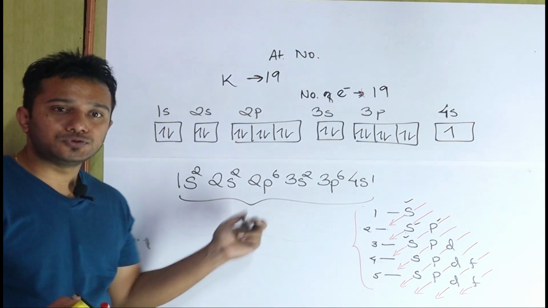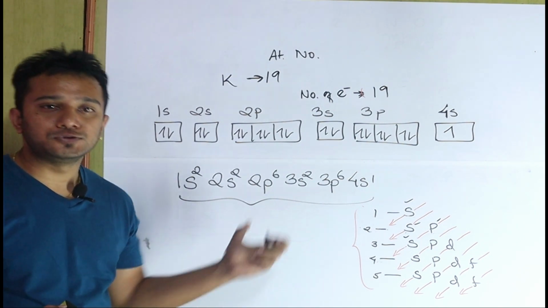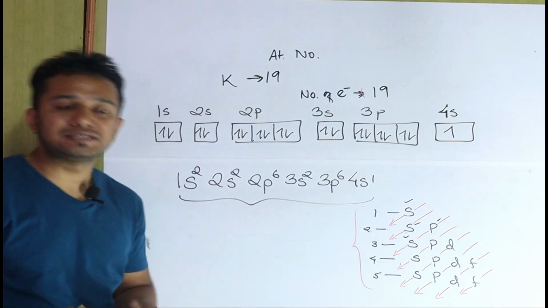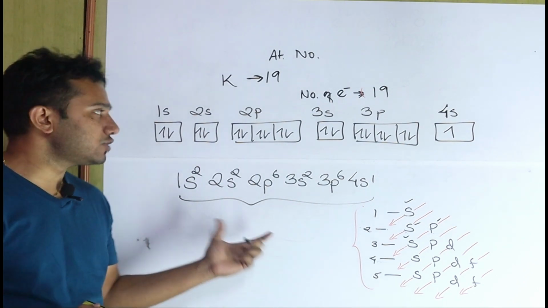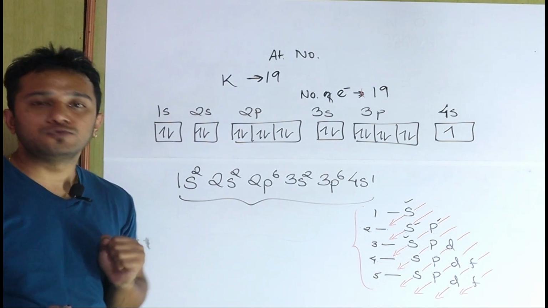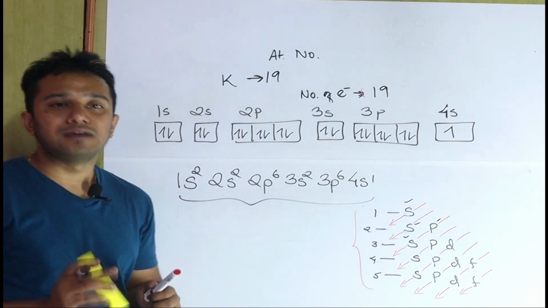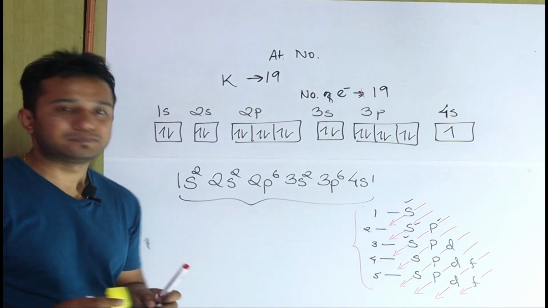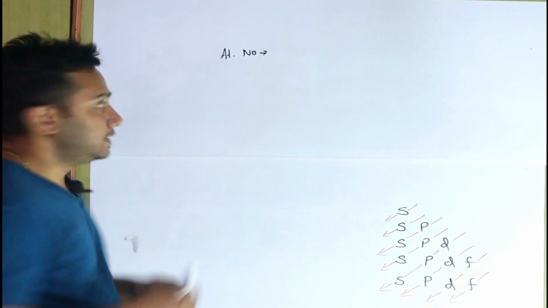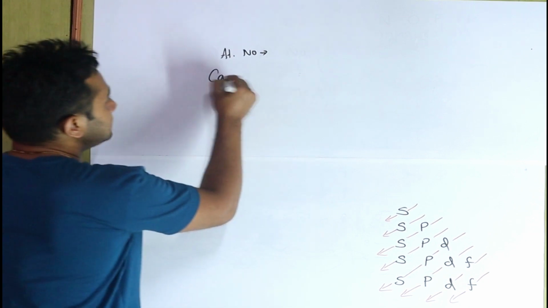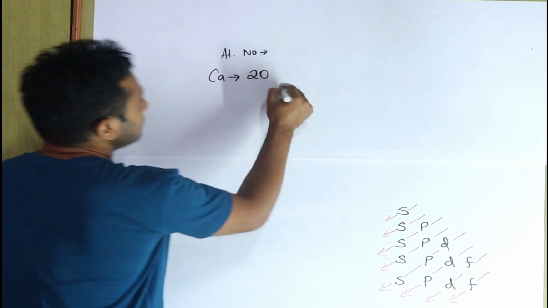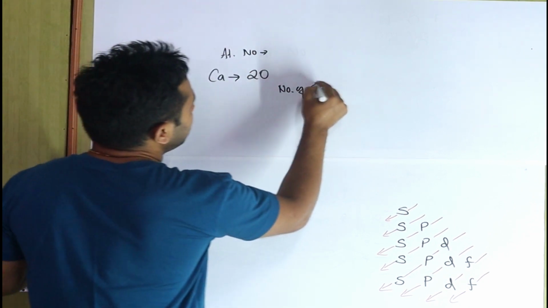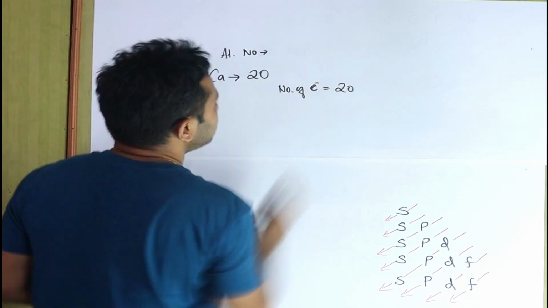1s2, 2s2, 2p6, 3s2, 3p6, 4s1. So this is the electronic configuration of potassium whose atomic number is 19. So now we'll go for atomic number 20, calcium. Atomic number 20. So we have calcium, which is 20. Number of electrons will be 20.